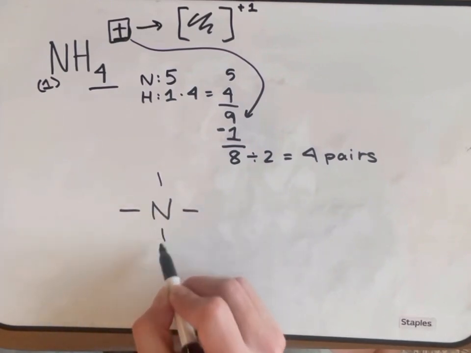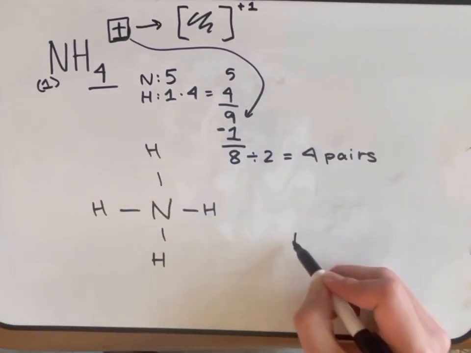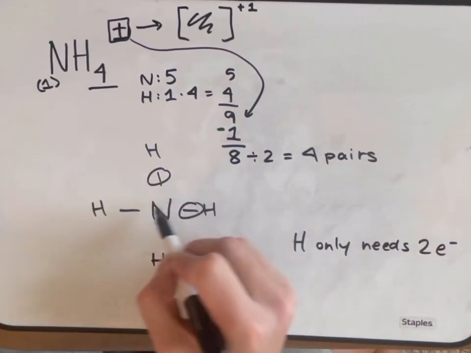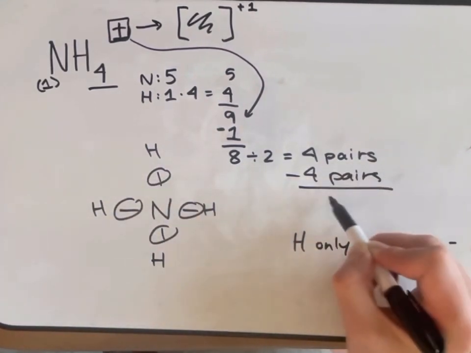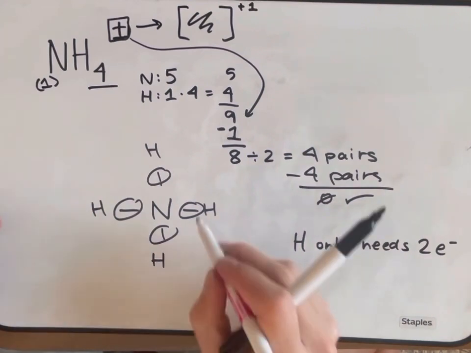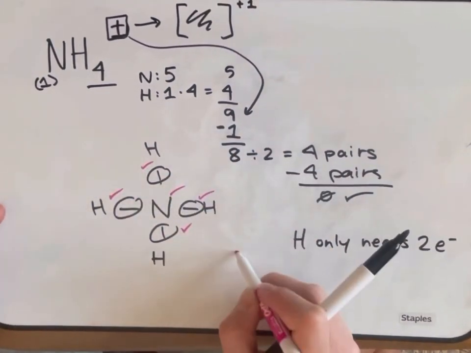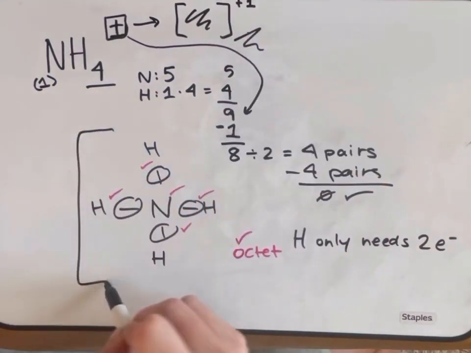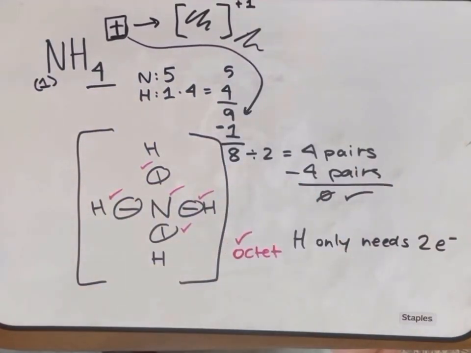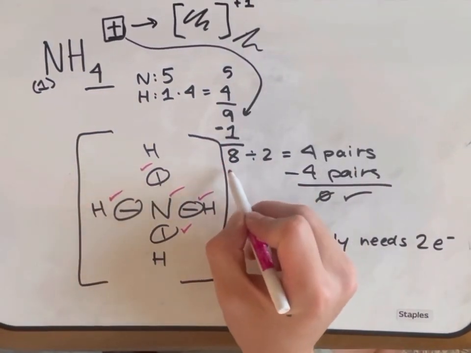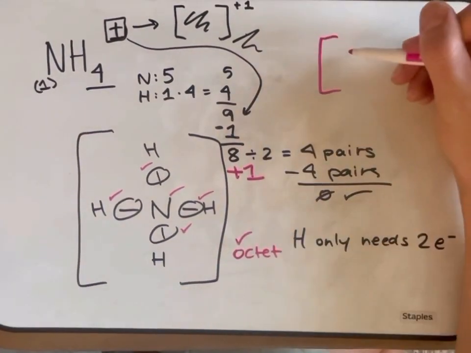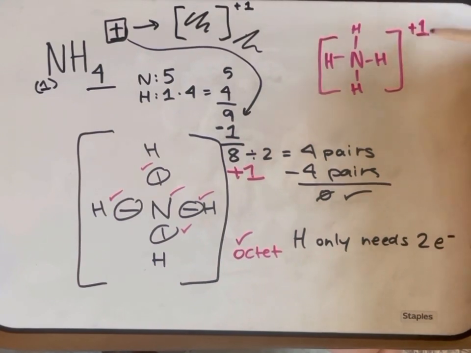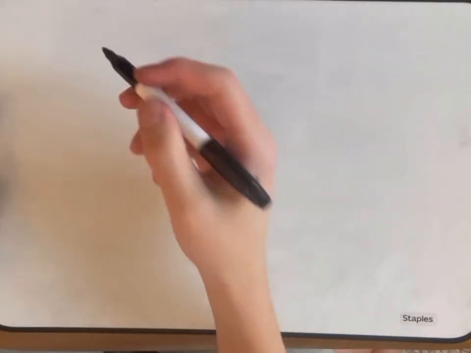N is going to be in the middle because there's 4 H's, so we surround the N. And H only needs 2 electrons, so we've already passed this because we've used all 4 pairs, and H and the N's all satisfy the octet rule. And then, as we know, we have to put it in brackets, and we have to put the charge in the top right corner. Obviously, it's a little smushed, so I think we'll write it up here again. The whole thing is going to be in brackets with the charge in the top right corner.